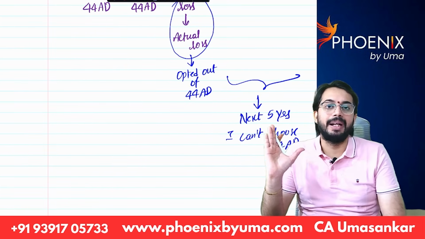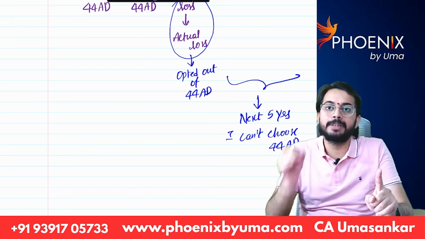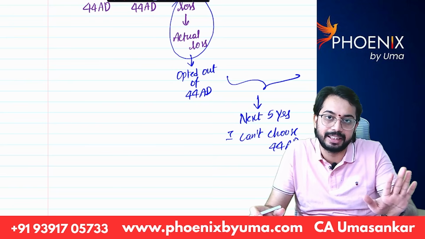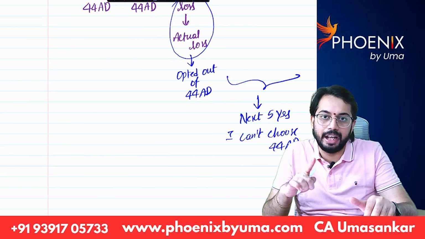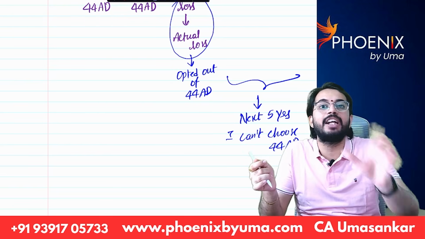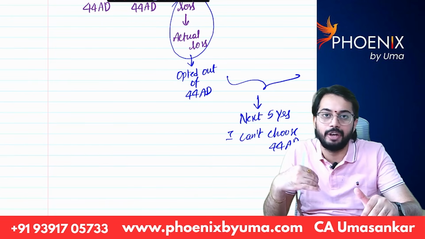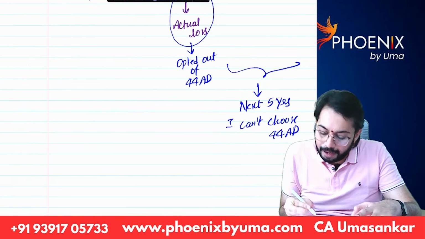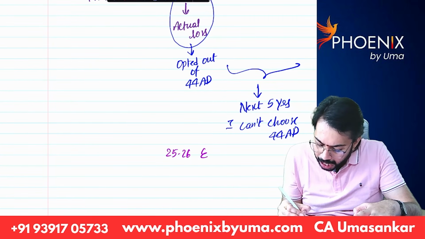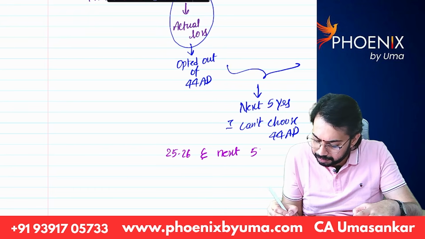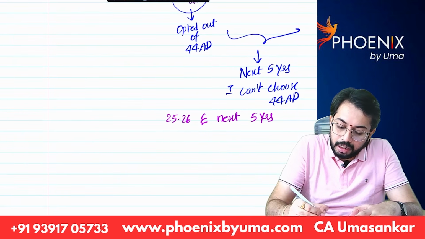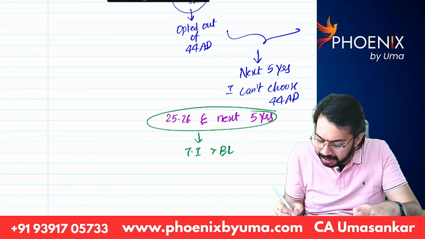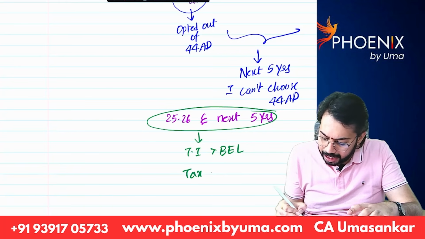So that is the punishment. Once you choose 44AD as per presumptive provisions, you have to disclose your income for 5 years. Once you choose 44AD, in the next 5 years, if you violate 44AD, if you opt out of 44AD, for the next 5 years you cannot choose 44AD. So for 25-26 and the next 5 years, in these years, if total income is more than basic exemption limit, then tax audit is applicable.